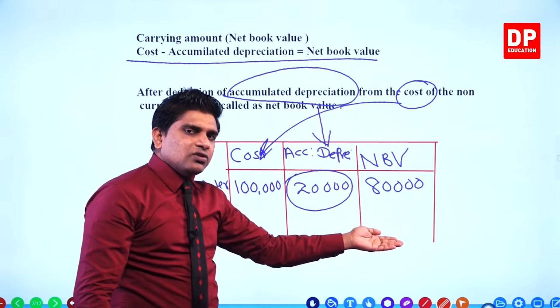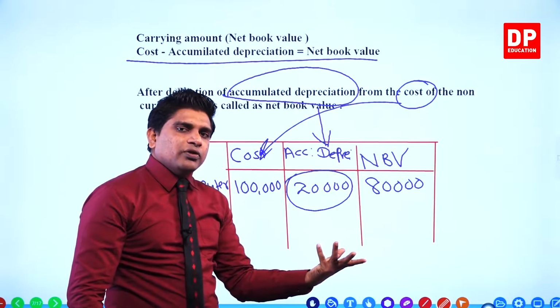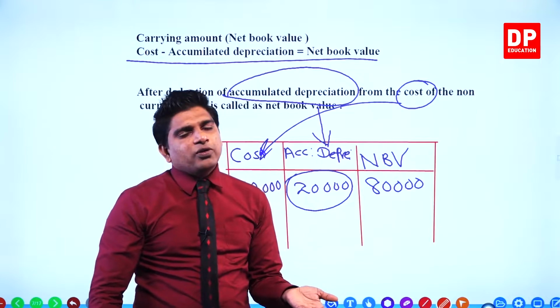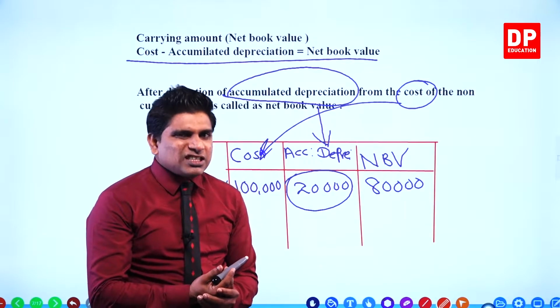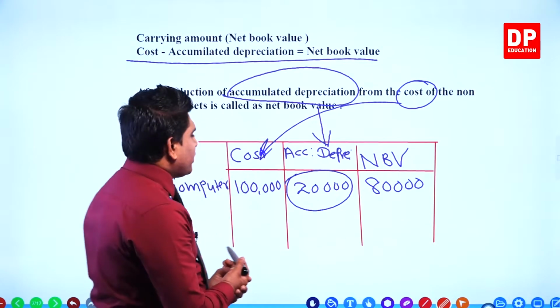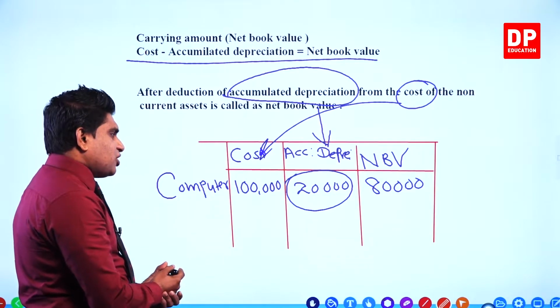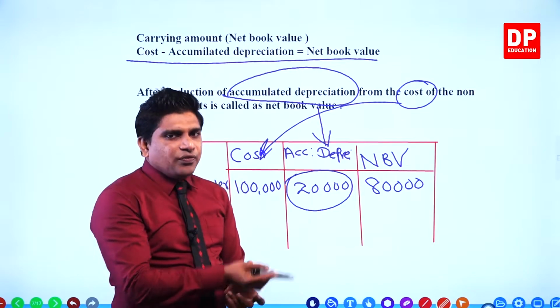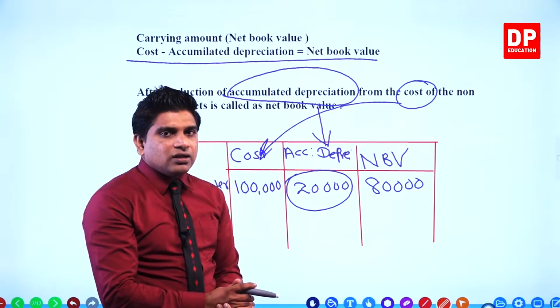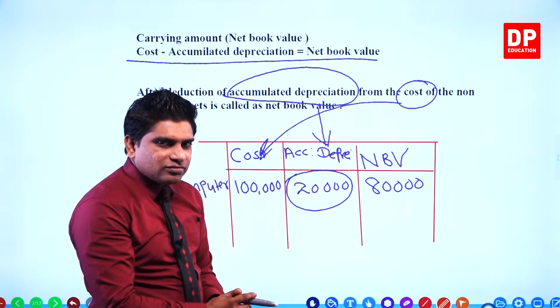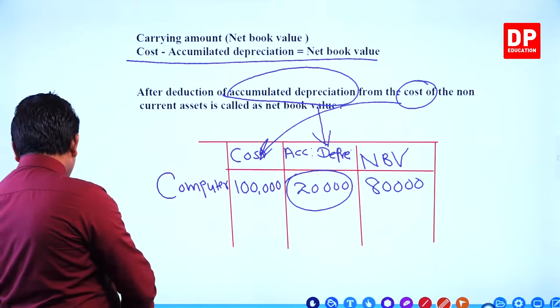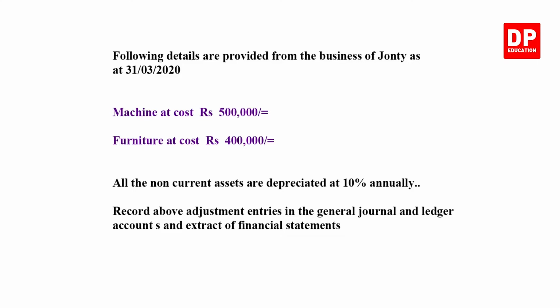The other word we use, carrying amount, is net book value. Net book value is carrying amount. Carrying amount is net book value. Same thing, right? Now, how do we calculate? Cost subtract accumulated depreciation. They will give it in the question. Then the final answer is carrying amount, or net book value. Understood? Yes. Now, next one.